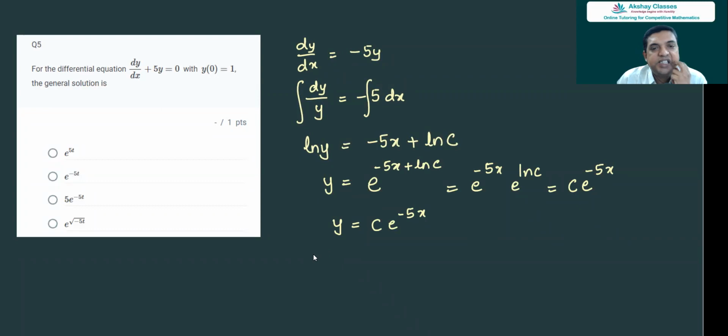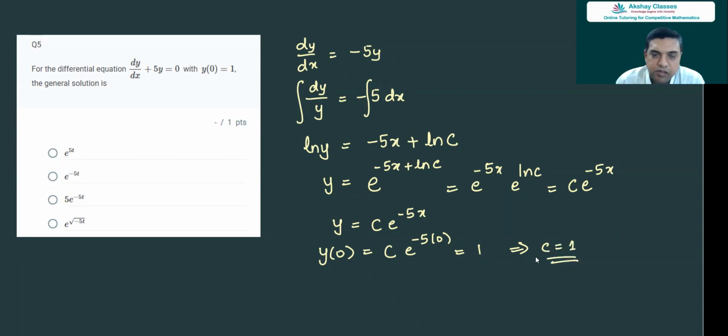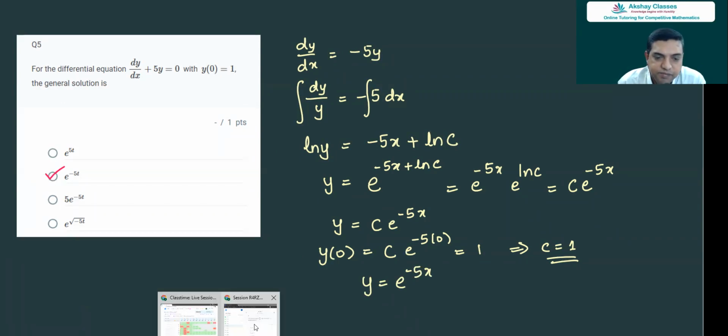When x equal to 0, y is equal to 1. So this gives e power 0 is 1. So c is equal to 1. So the correct answer, c equal to 1. So solution is y is equal to e power minus 5x. Here it is given in terms of t. So this is the correct answer.